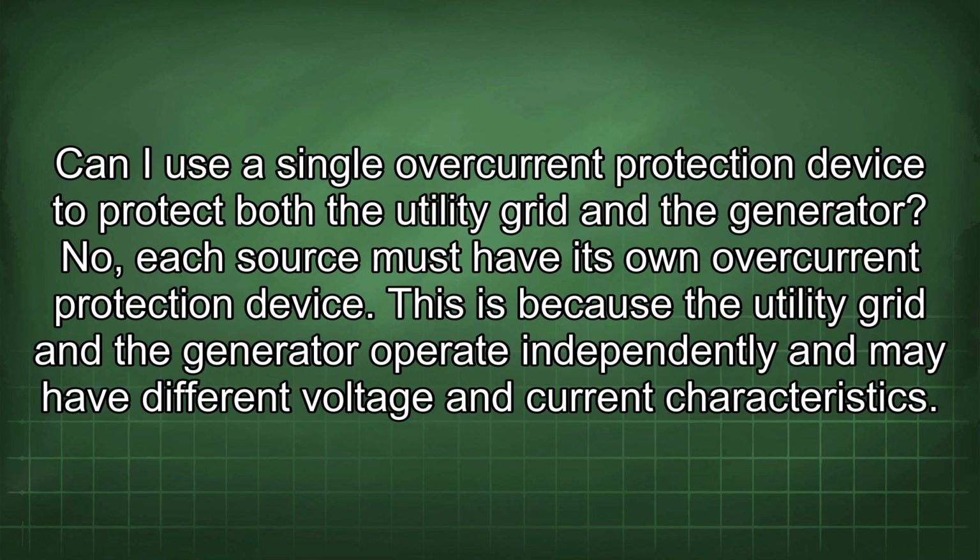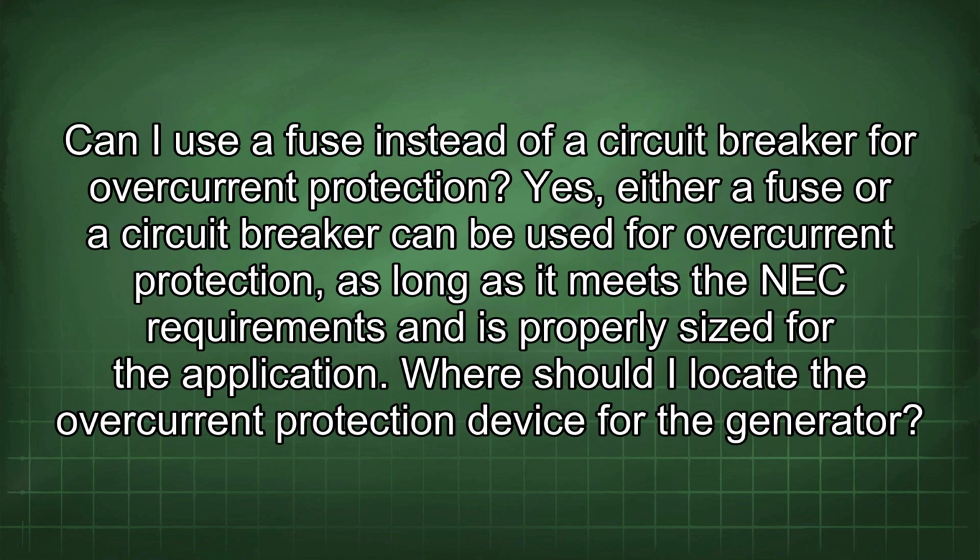Can I use a single overcurrent protection device to protect both the utility grid and the generator? No, each source must have its own overcurrent protection device. This is because the utility grid and the generator operate independently and may have different voltage and current characteristics. Can I use a fuse instead of a circuit breaker for overcurrent protection? Yes, either a fuse or a circuit breaker can be used for overcurrent protection as long as it meets the NEC requirements and is properly sized for the application.